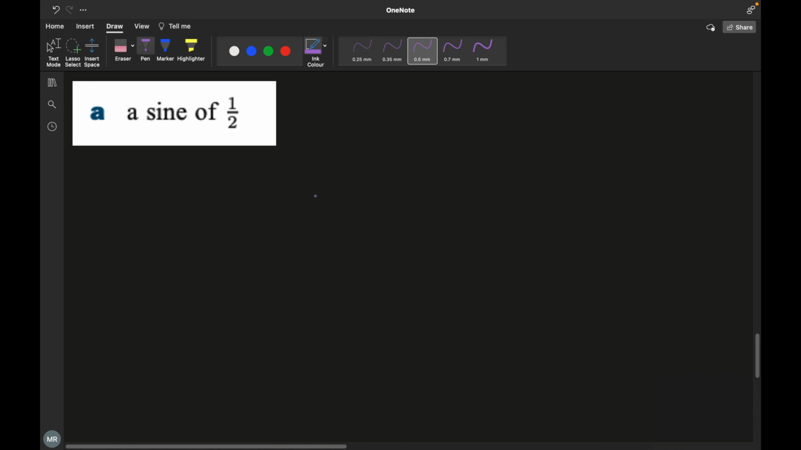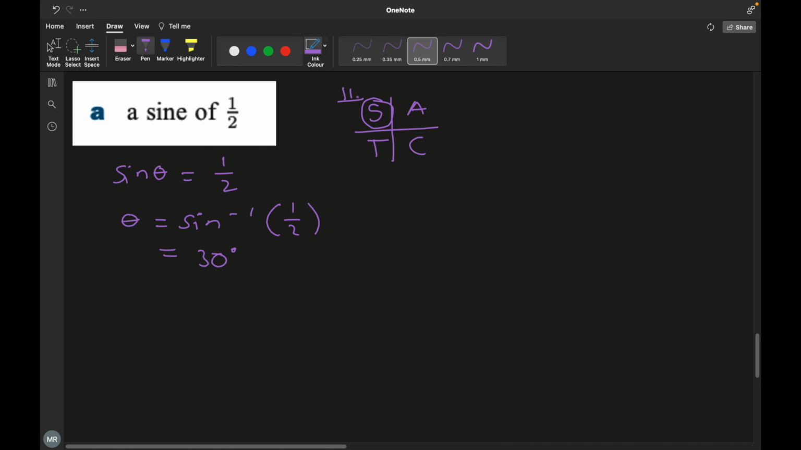We get 30 degrees. So if sine theta equals 1 by 2, then theta is sine inverse of 1 by 2, which is 30 degrees. And now if we want to find the other angle, let's first draw the table. So this is "All Students Trust Cambridge." So we can see that sine is positive in the second quadrant.